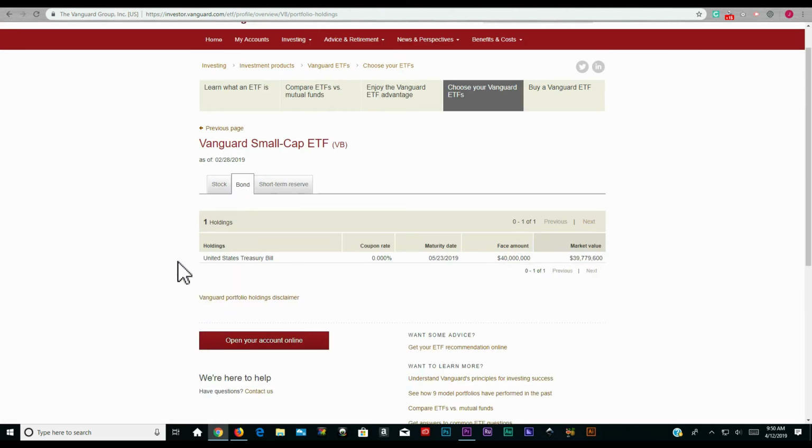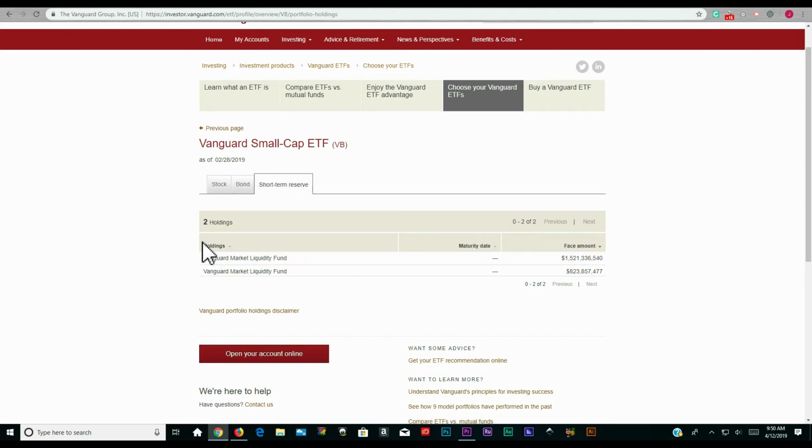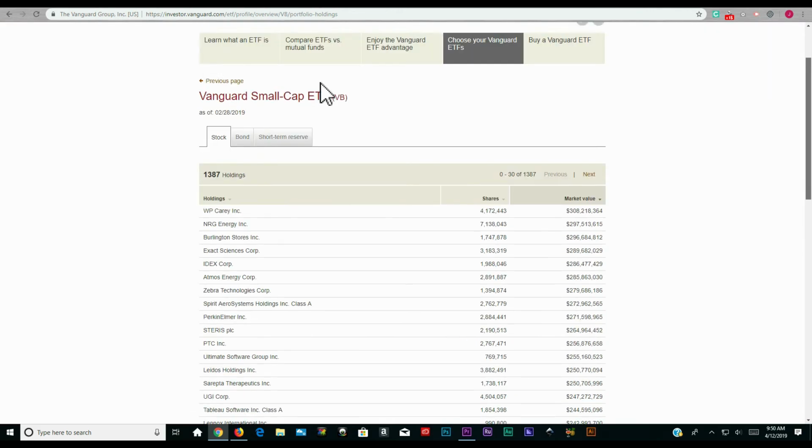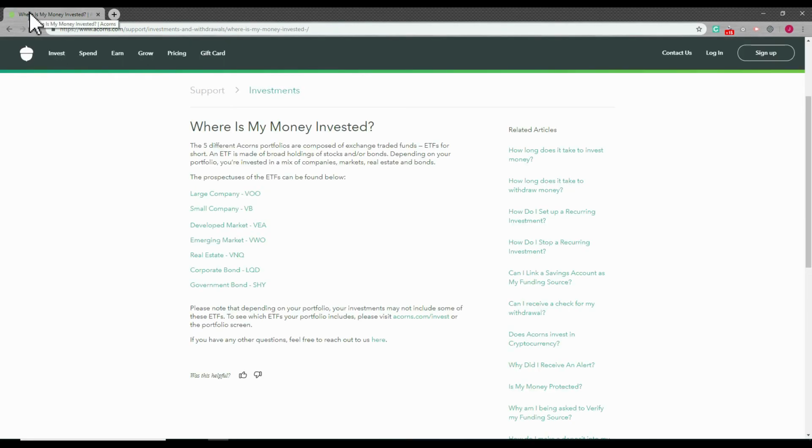Their bonds here, they're only holding one bond. It's their short-term reserve, same as the large cap stocks. It's Vanguard, kind of their structure for that. So that is a small cap.